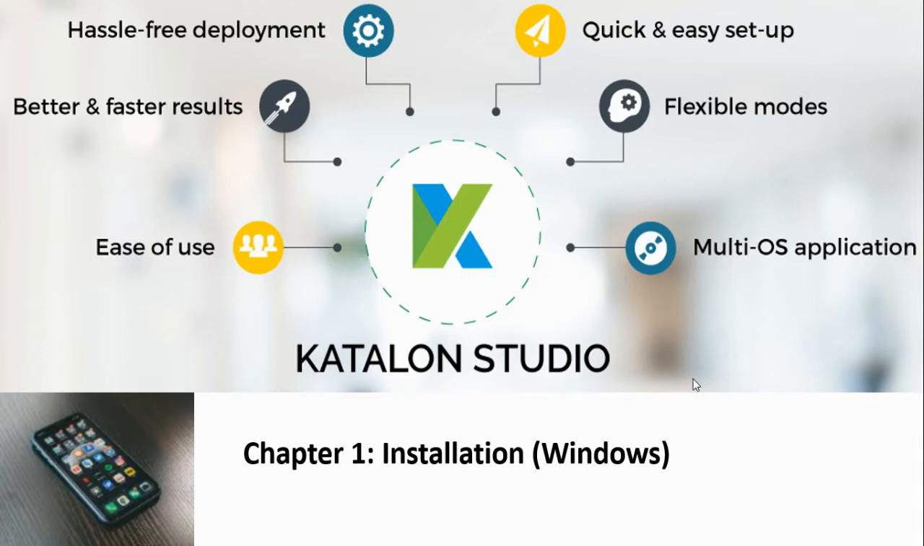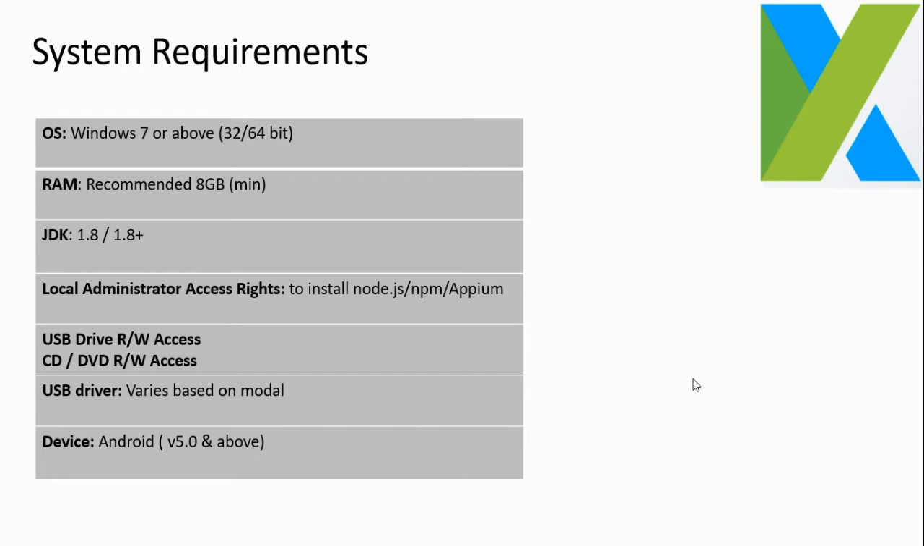In this chapter, we will first see the installation steps required on a Windows machine. The system requirements are: we need an OS that should be Windows 7 or above, supported for either 32 or 64 bit. RAM recommended is 8 GB, JDK 1.8 or above. Additionally, we would need local administrator access rights for installation of Node.js, NPM or APM packages that are required for mobile automation testing using Katalon Studio.